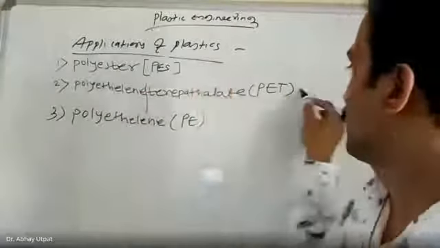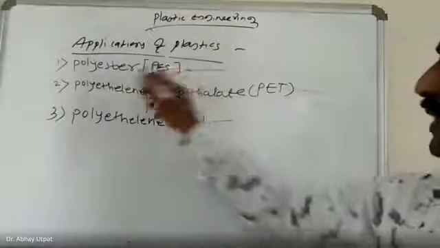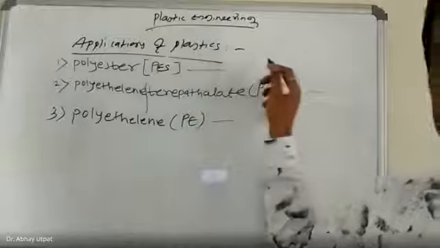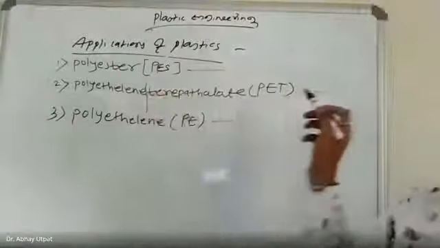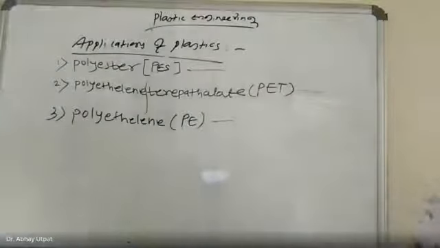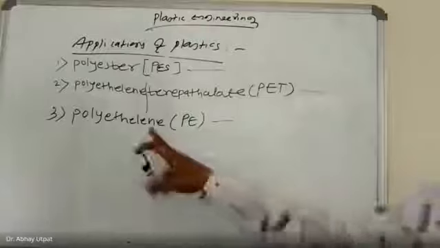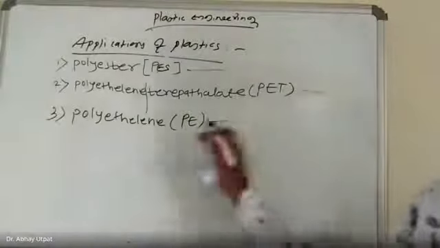I am not writing here, but I am dictating to you. You should remember polyester, that is fibers in textile industries. Polyethylene terephthalate. This is used for making the carbonated drink bottles and peanut jars. Then polyethylene is used for large variety of market bags and plastic bottles.